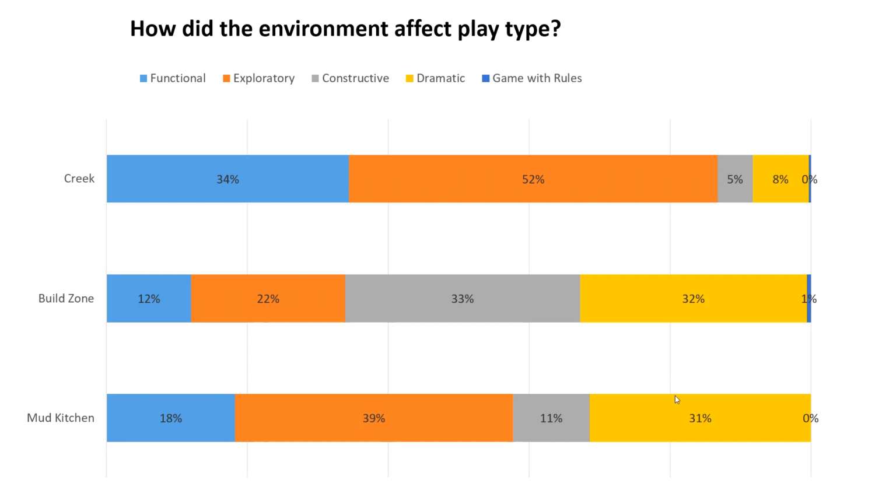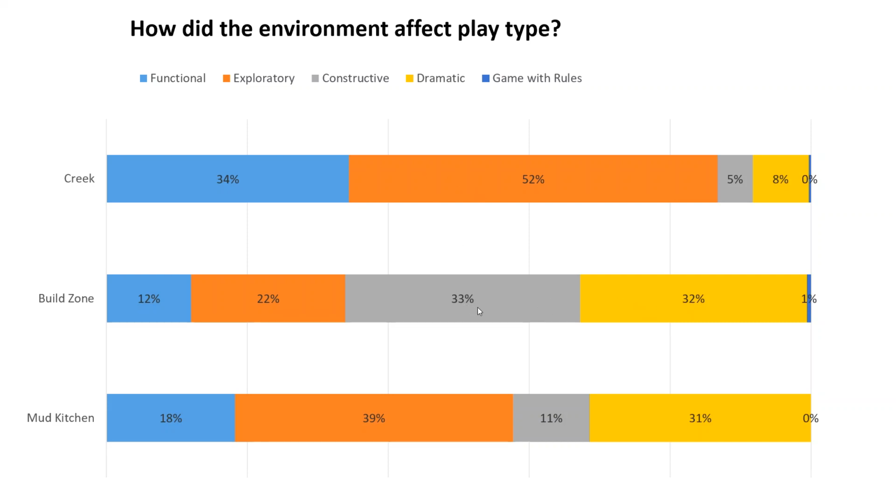So the thing that's important to understand is this could be related to the reliance on cognitive skills, right? Cognitive skills are a product of maturation. So as children get older, their cognitive skills improve and they're able to engage in more dramatic play and games with rules. So if you think about it in terms of ages, we see that potentially the creek could support younger children maybe better than the build zone.